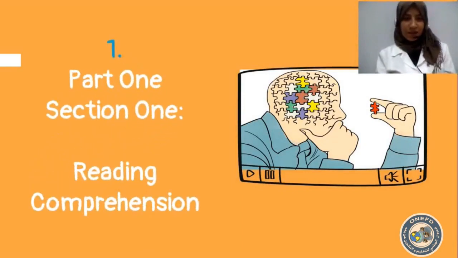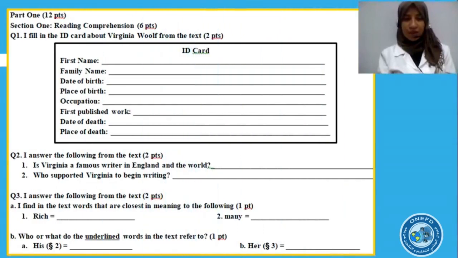I hope the text is clear. Now we move to part 1, section 1, reading comprehension. Here we have the questions. As I said, we have 3 questions. For question 1, it's an ID card you are going to fill in from the text. For question 2, we have 2 questions: a yes/no question and a WH question.